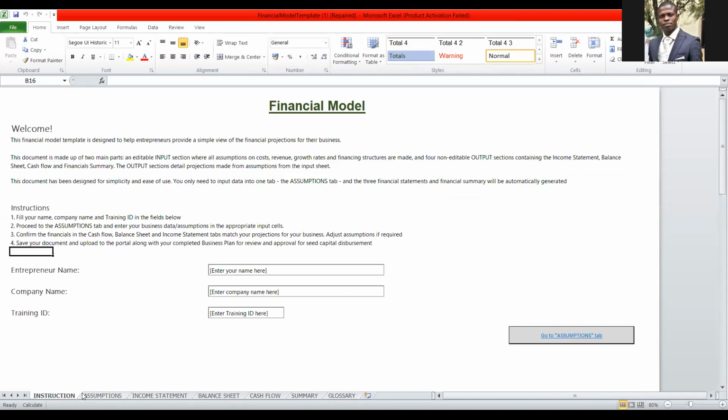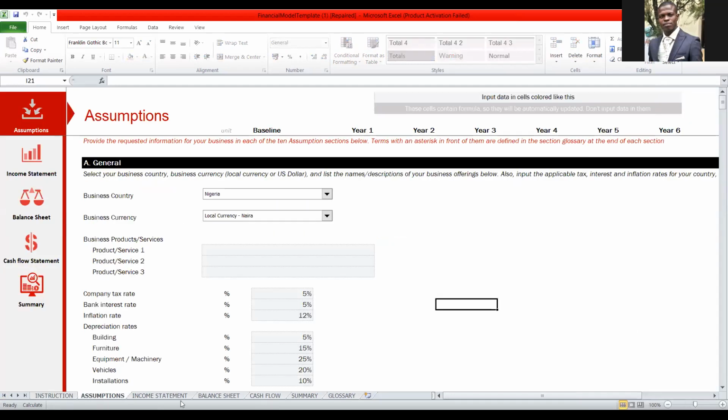But as an applicant, as a participant in this program, you are only to work with 2 sheets: the instruction and the assumptions. Every other sheet, like the income statement, balance sheet, cash flow, summary, glossary, will auto generate themselves once you have provided the right information on the assumptions.